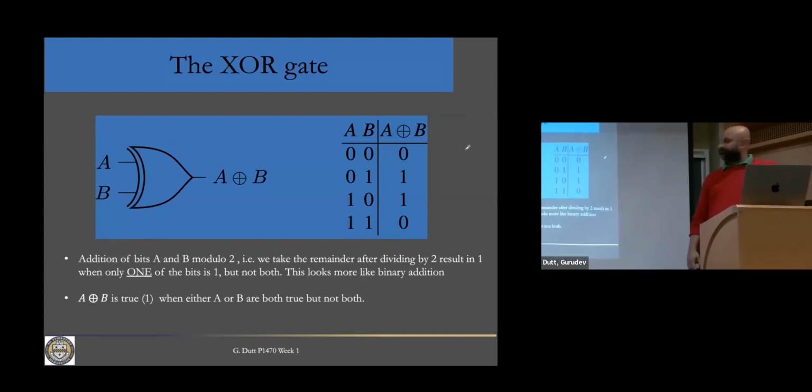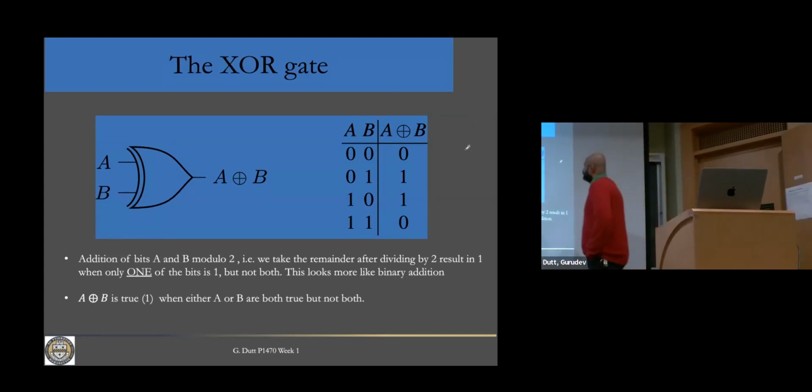The XOR gate, okay, this is another one. So this is the addition of the bits A and B modulo 2, which is exactly what we were talking about earlier. So what is modulo 2 addition? We take the remainder after dividing by 2. So in modulo 2, maybe I should just write this on the board. That's going to be a little easier.